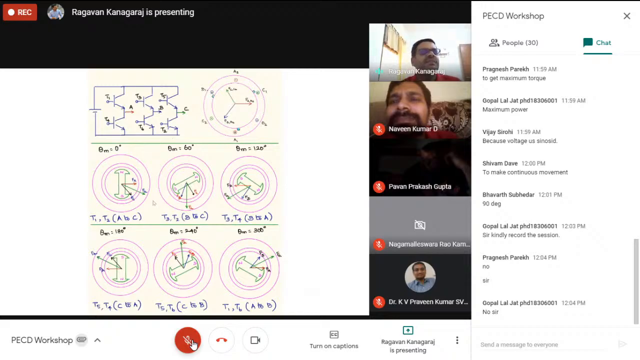Once the angle between field MMF and armature MMF becomes 60 degrees, once again we have to advance the armature MMF by another 60 degrees, for which the windings B and C are energized, and it is shown in figure 2. So like this, the entire 360 degrees is being shared by these six distinct states.